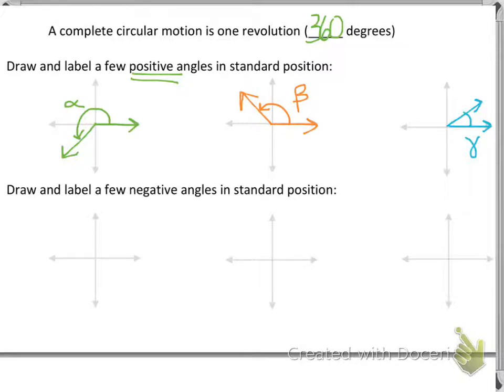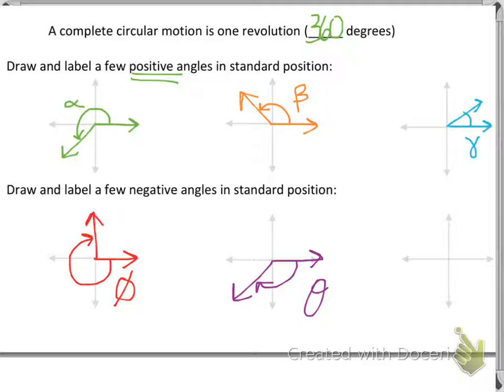So then to do a negative, we start in the same standard position. And again, we draw the ray anywhere else, but we are going to now go clockwise. Another example, going clockwise. And one more example, going clockwise.